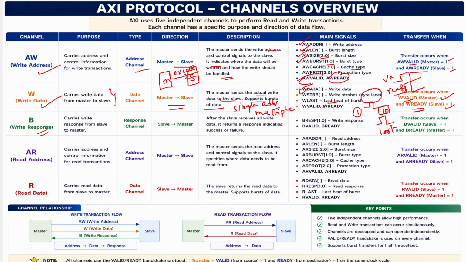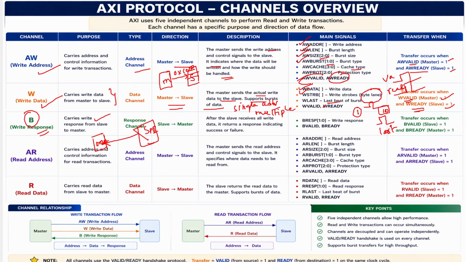Then the write response channel, which is indicated with B. It carries the write response from slave to master. The slave will send that it has received the data. Say your master is a DMA and your slave is SPI. The SPI will send the information to the DMA that it has received the data successfully. That is the write response channel.